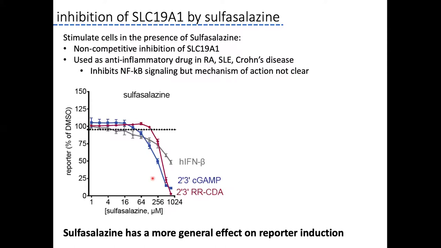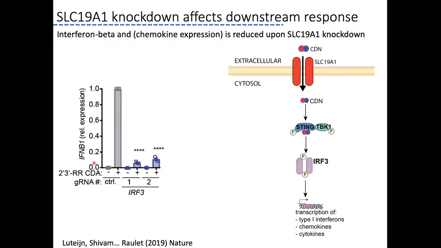So far we have looked at reporter activation, but we also looked at endogenous genes downstream of IRF3. So one of them is interferon beta 1. So in control cells stimulated with the cyclic dinucleotides, there's a very nice induction of interferon beta. If you knock down IRF3, this induction is gone. But also when you knock down SLC19A1, there is a reduced induction of interferon beta. And this is also true for other genes, including CXCL10 and CCL5.